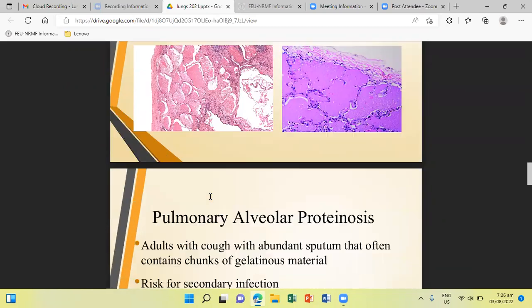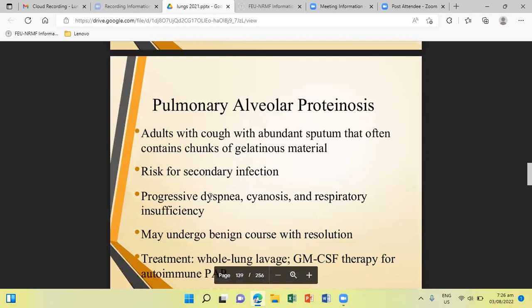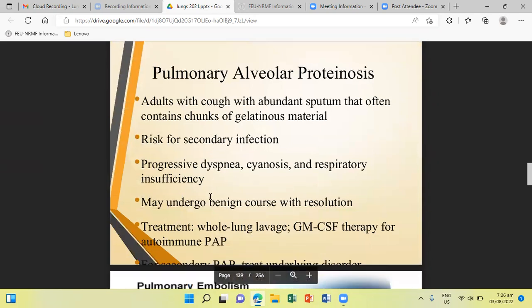So again, what do you expect? Cough, usually with chunks of sputum appearing as gelatinous material. They may have symptoms for years. These patients are at risk, of course, for developing secondary infection.